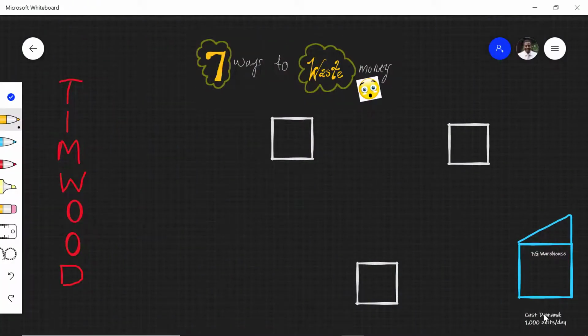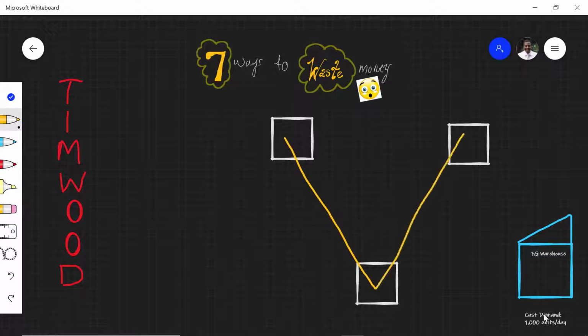Dear friends, today I'm going to illustrate to you 7 ways to waste money in your operations. Now, let's say you have your workstations or maybe even your factories very far apart. So you need to move parts from station 1 to station 2, station 2 to station 3, station 3 to station 4, which is very far apart. This costs money, and this is what we call transportation waste.